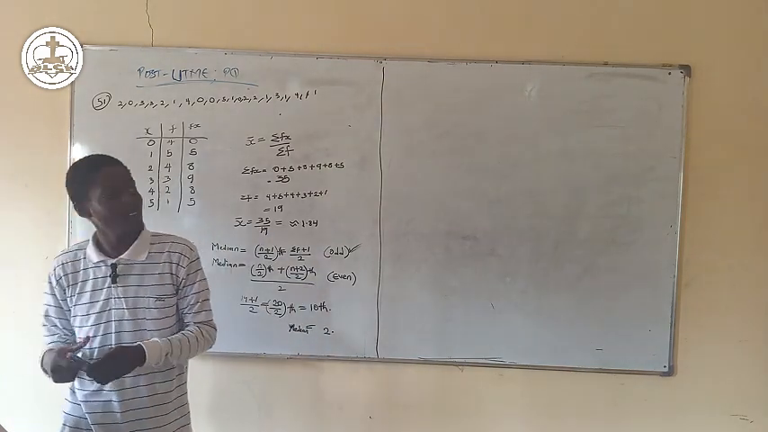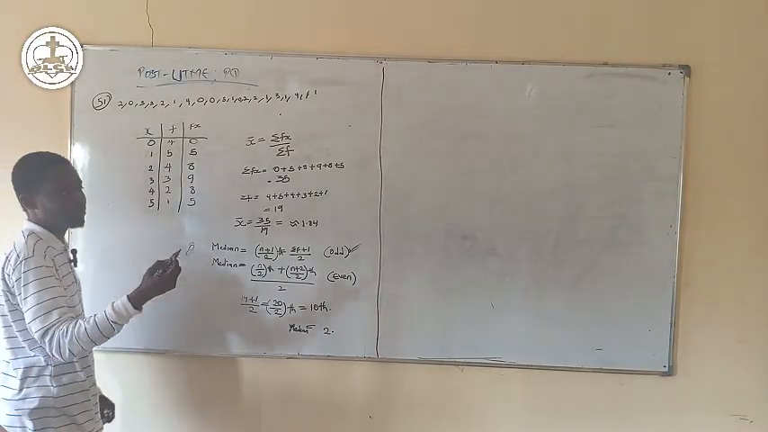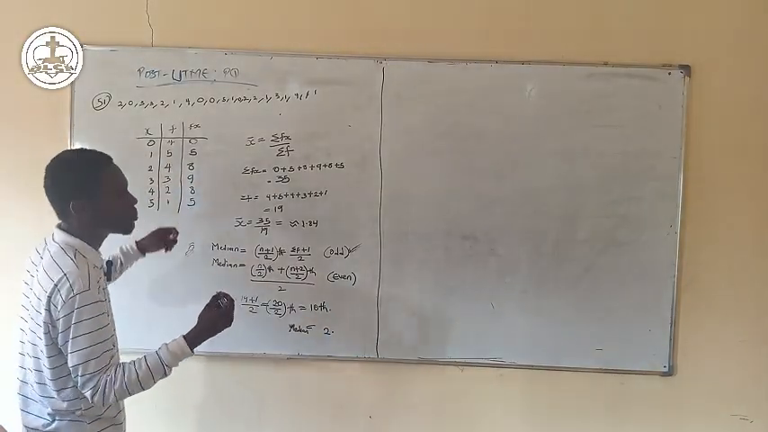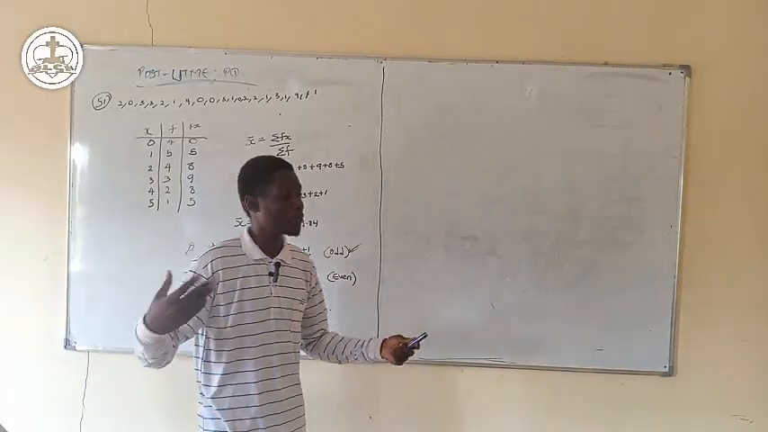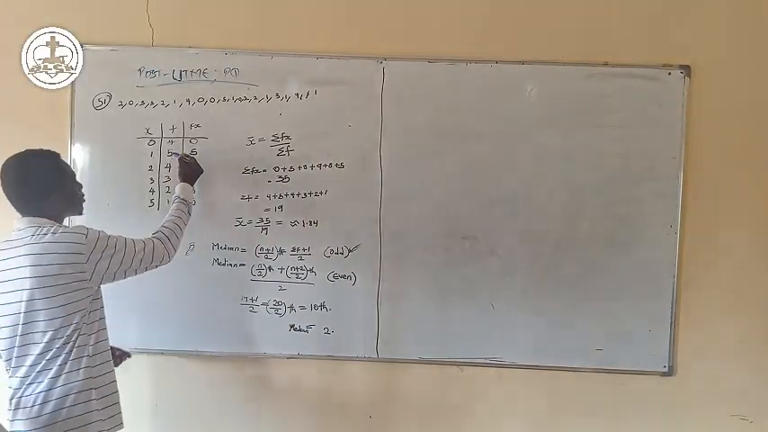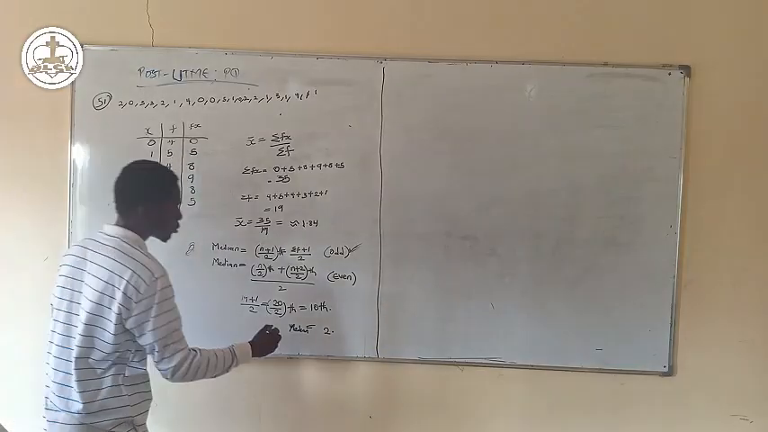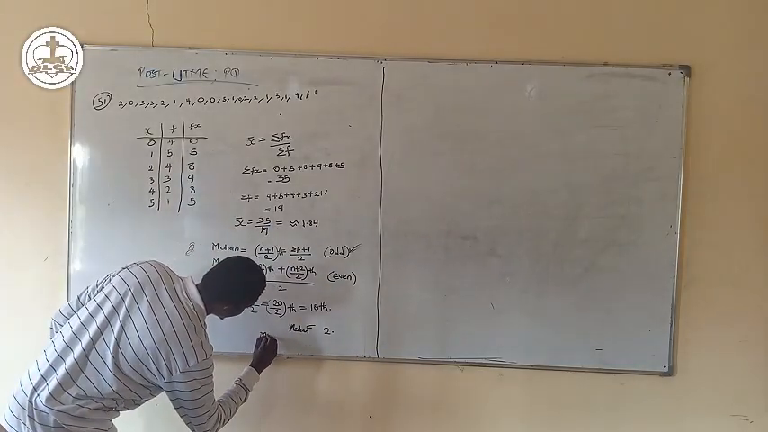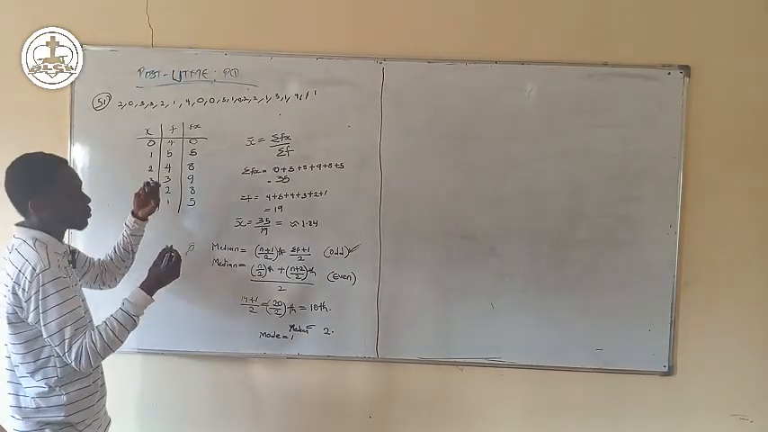We have found the second thing that they asked us to find. And then the mode, very easy. From the frequency, you can trace the mode because the mode is simply the value in the data that occurs most frequently. From the table, you see that 1 occurs most frequently. So our mode is equal to 1 because it has the highest frequency.